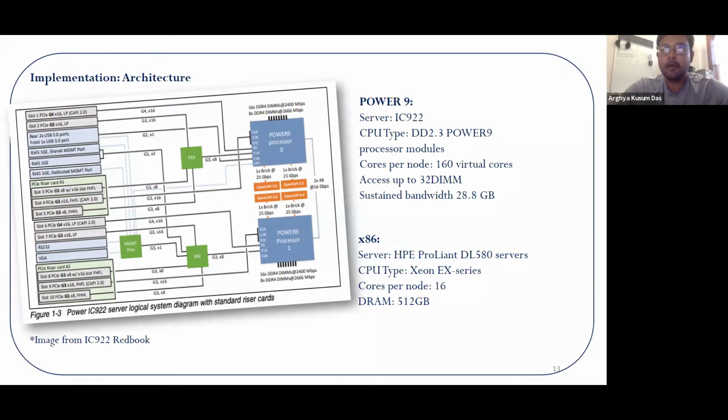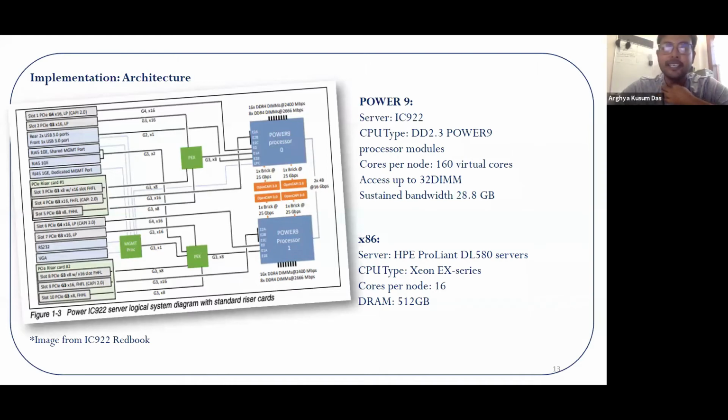The Power 9 server that we have used is actually situated at University of Wisconsin-Platteville. It is an IC922 server, which has a CPU type of DD 2.3 Power 9 processor module. It has 160 virtual cores with all the SMTs enabled, and it has access to 32 DIMMs and a sustained bandwidth of 28.8 GB.